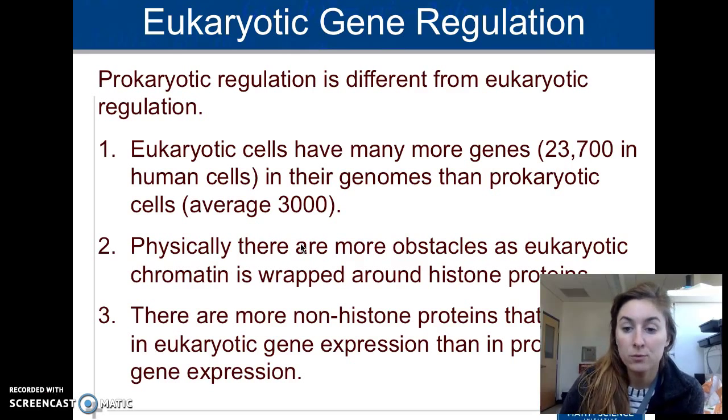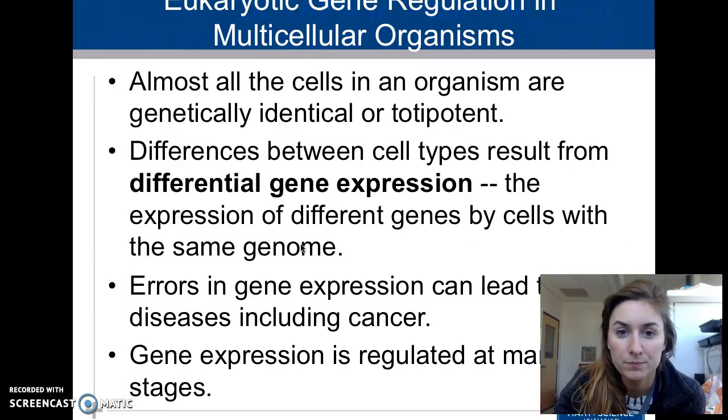Again, we've seen this slide, right? Important differences are that eukaryotic cells have a ton more genes. There are more physical obstacles in looking at genetics because the DNA is wrapped around histones and wrapped into chromosomes. And there are more non-histone proteins used in eukaryotic gene expression. So there's just more proteins and more DNA in general.